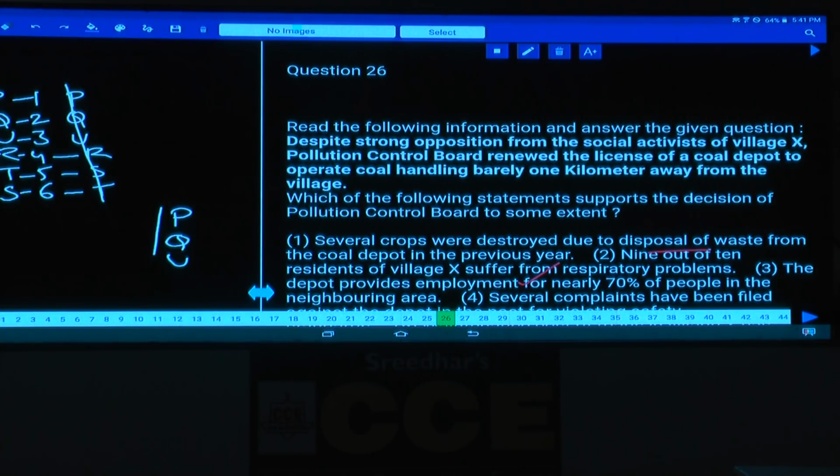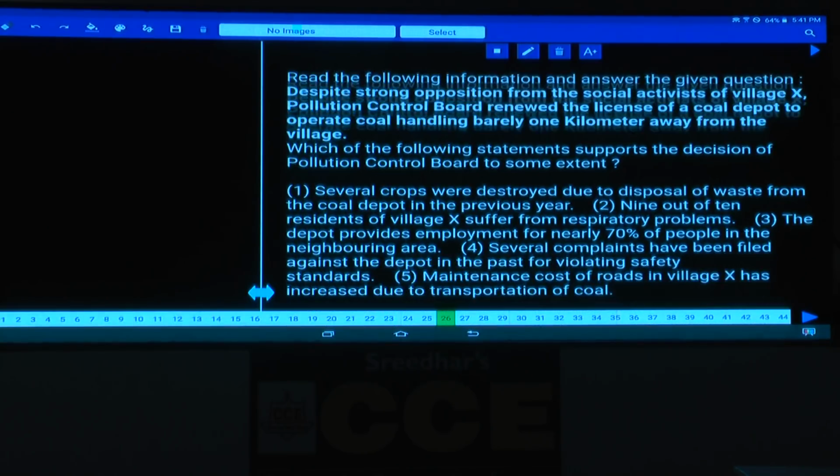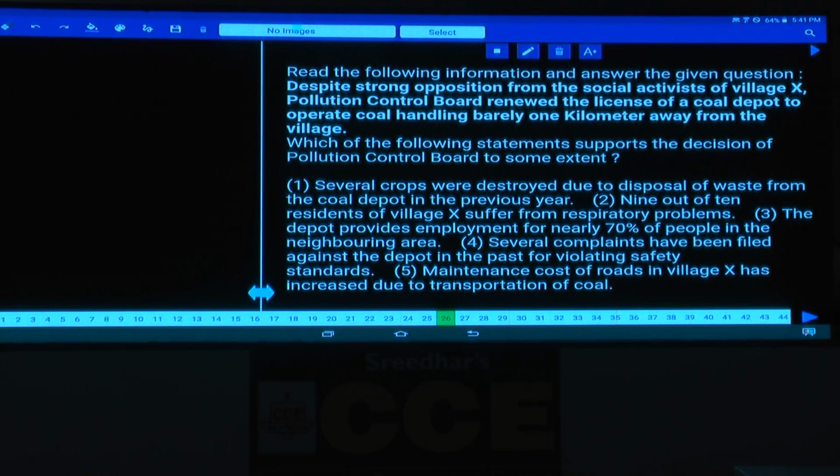Then question number 26. Now in this question number 26, it is based on again critical reasoning. What is the statement given here? Underline this word despite, this is the key term. Despite strong opposition from the social activists of village X, Pollution Control Board renewed the license of a coal depot to operate coal handling barely 1 kilometer away from the village. Though there was strong opposition from the social activists of village X, the Pollution Control Board has renewed. Renewed means again giving the permission to operate this, isn't it? This coal depot, which is barely 1 kilometer away from the village.